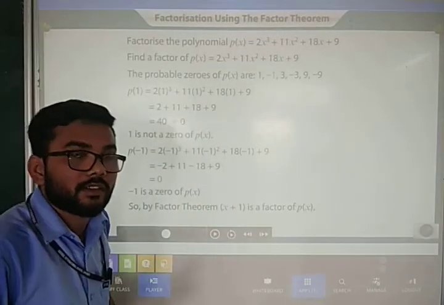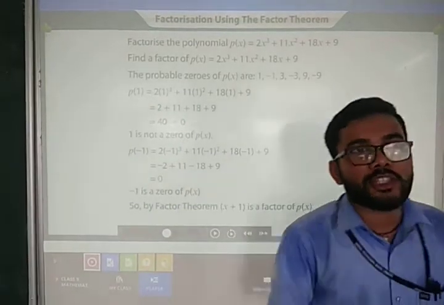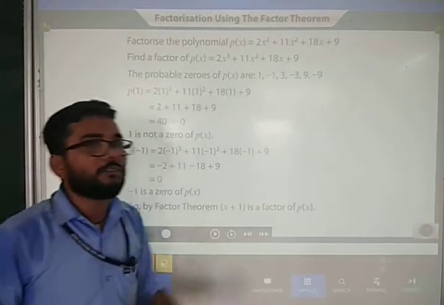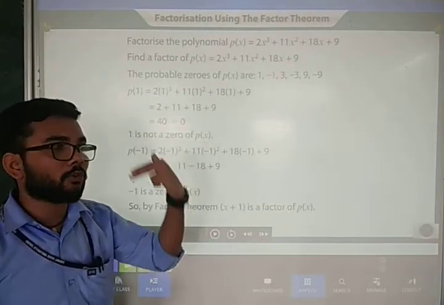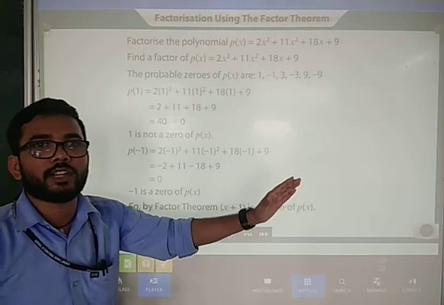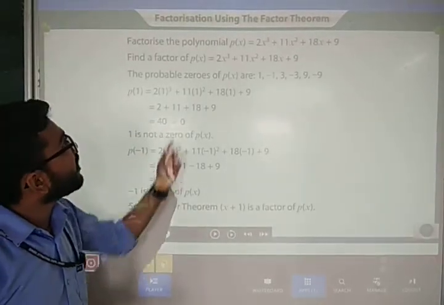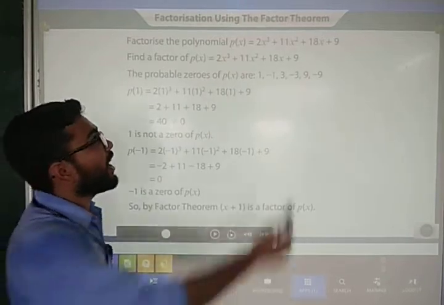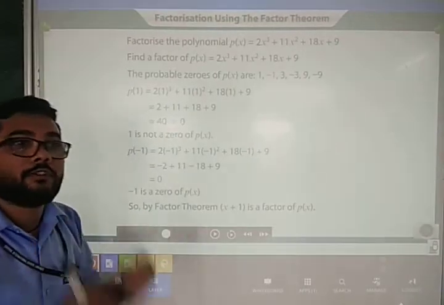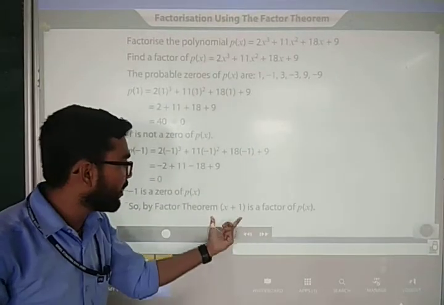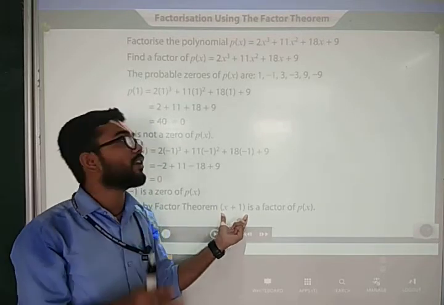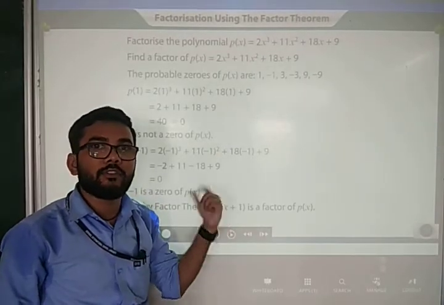What will be the other factor? Because in a quadratic polynomial, when we factorize it, we get a maximum of two factors. There is no third factor of a quadratic polynomial. But in a cubic polynomial, the degree is 3, so we will get 3 factors, but here we get only 1 factor. Now how will we find the other 2 factors of this cubic polynomial?